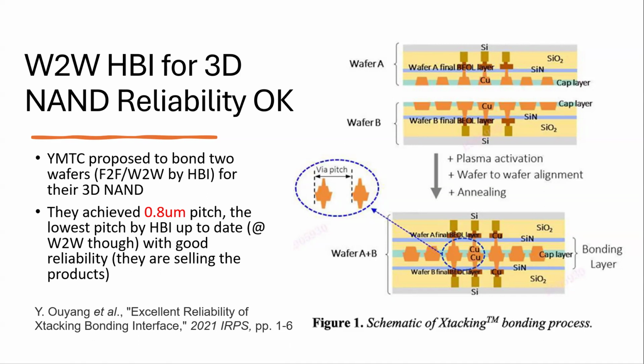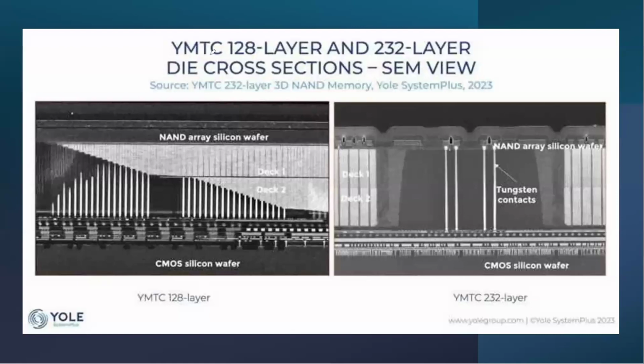Okay, and let's look at results. So YMTC 128 layer and 232 layer die cross section, they could do that properly now. They align very nicely. 0.8 micron pitch, that means a million interconnects per centimeter square, right? So you could think that way. This is 2023 data, pretty nice. Technologically pretty nice.